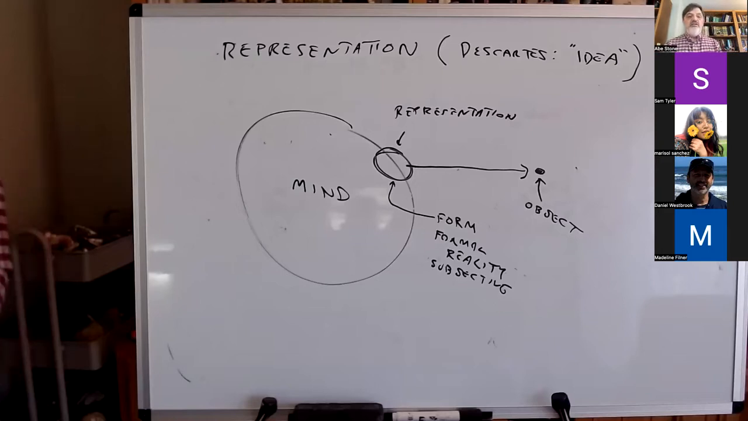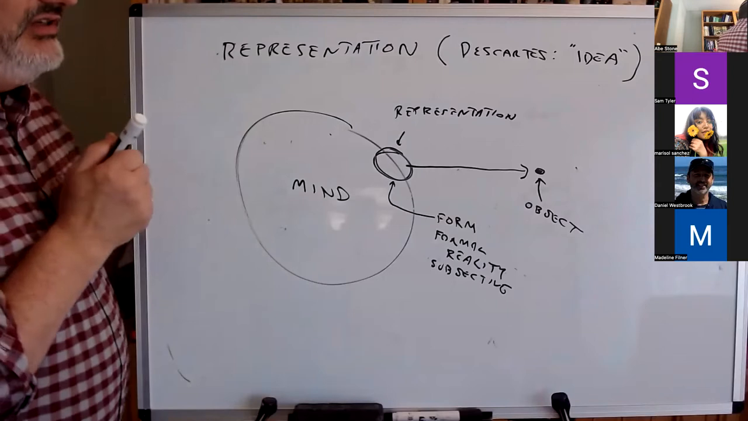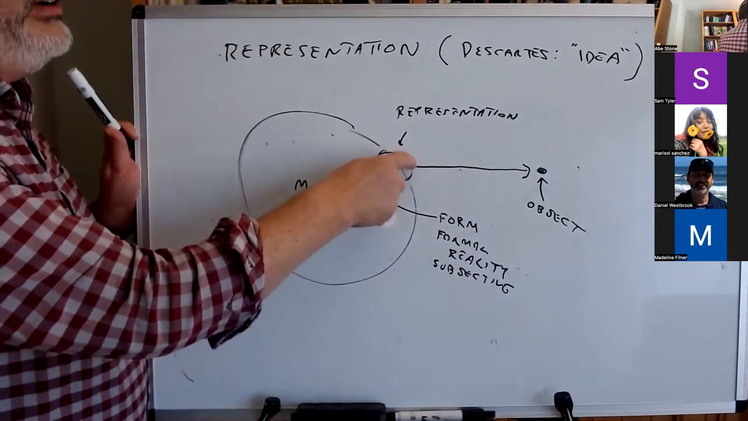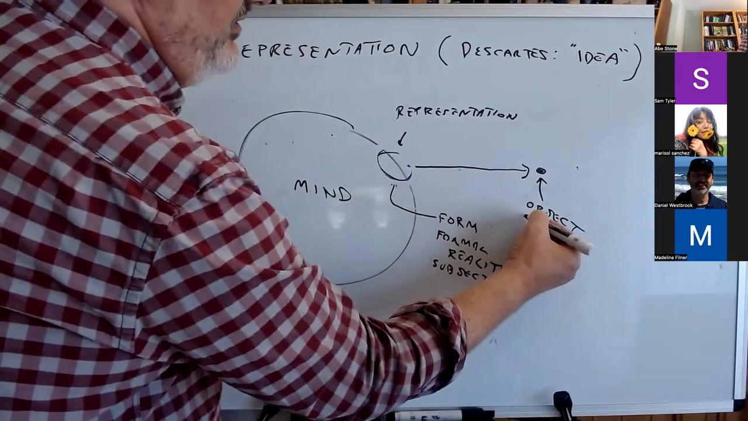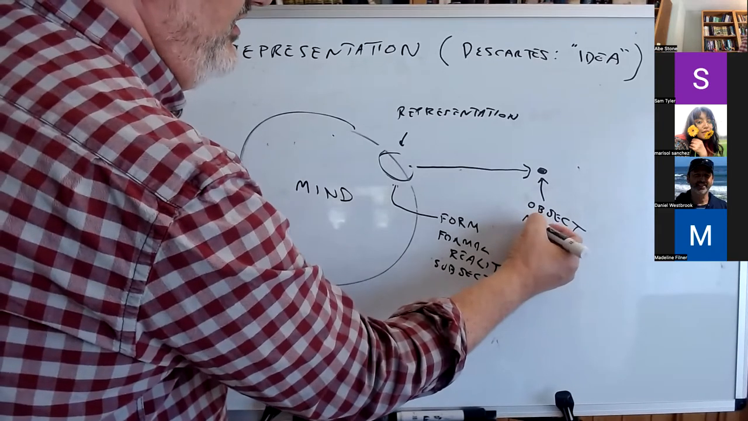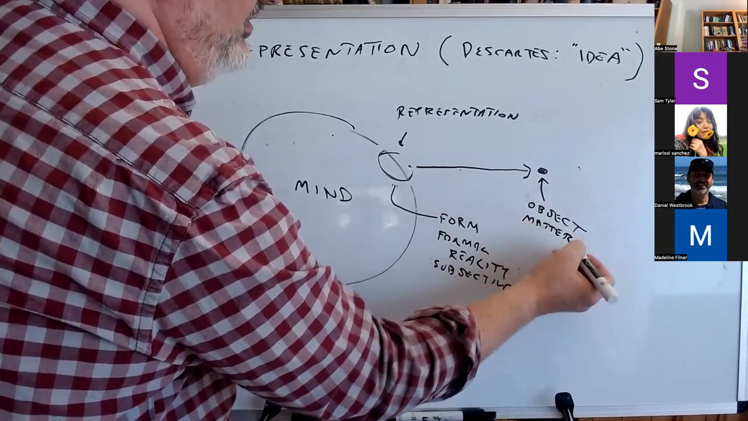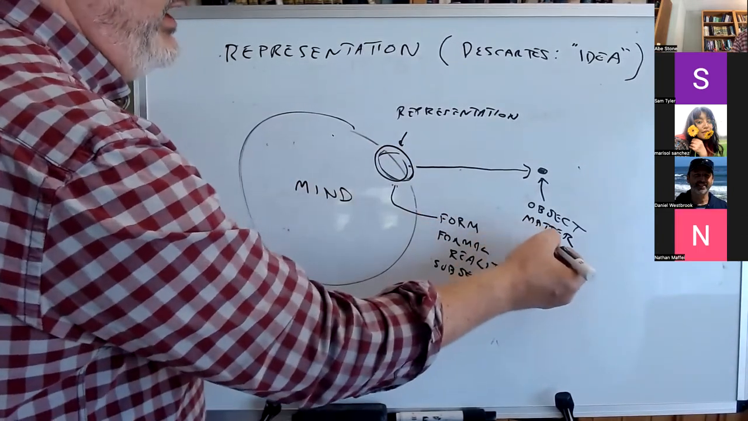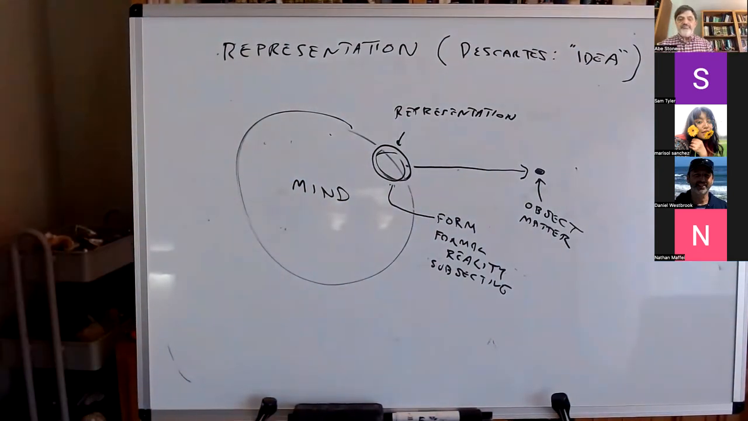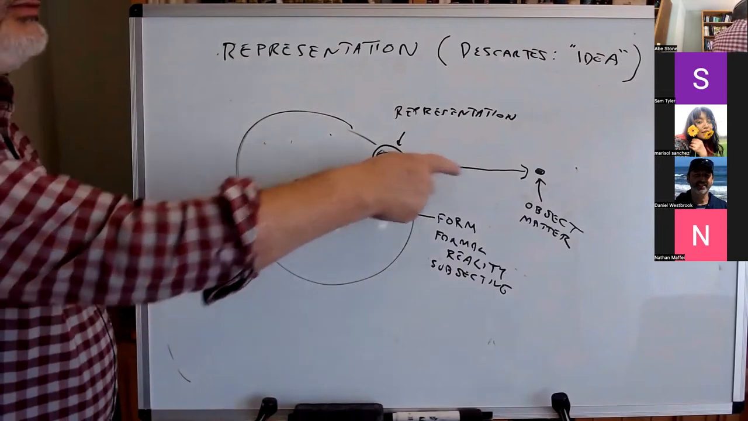And in the same way as you can call this the formal reality or form of the representation, this can be called the matter of the representation. So this is matter in the sense where we ask, what's the subject matter of this book? That is, what is the book about? So the object is what the representation is about.